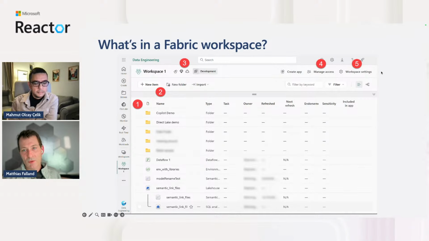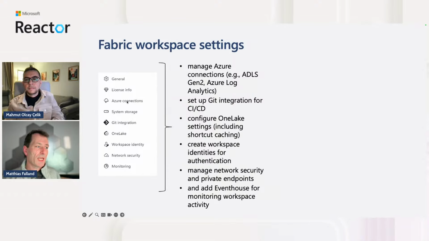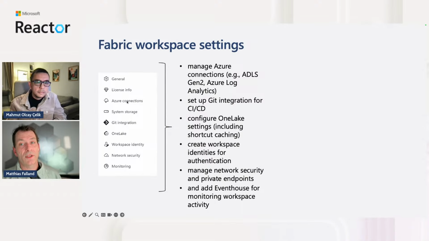And you have the workspace settings, and we will get into detail of that workspace settings. So you have a bunch of settings that you can go through. You need to be a workspace administrator to access these workspace settings, and then you see you can connect. You can manage your connections like ADLS Gen 2, Azure Log Analytics, and so on. You can set up your Git integration, GitHub or Azure DevOps integration. You can configure the integration with OneLake, for example, the shortcut caching options.